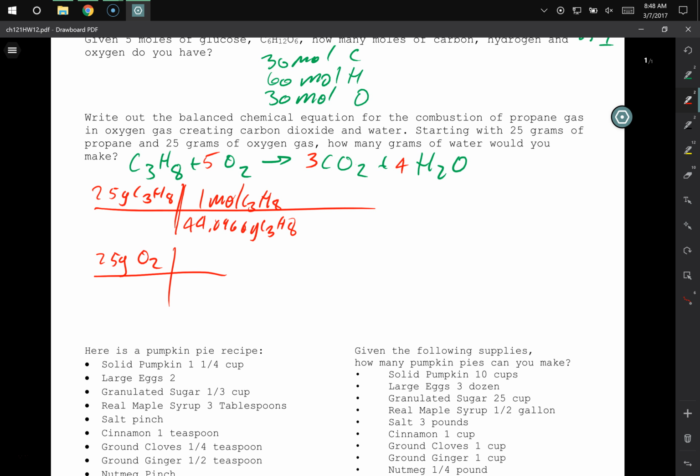So I don't care that it's less, just that I know exactly how many that I have. So when I'm doing this, it's always going to be 1 mole of whatever it is divided by the mass from the periodic table. So now I know how many moles of propane I have. Next thing I need to do is put moles of propane in the denominator, C3H8. And I'm asking about water.